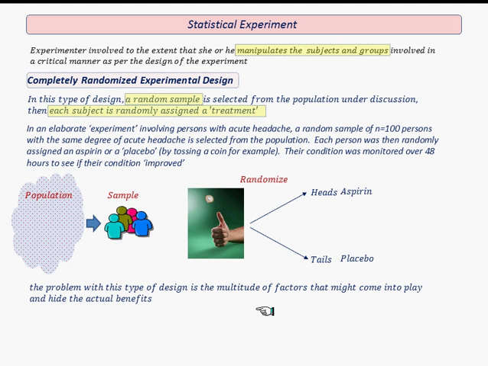Now the problem is, with this type of experiment, you can have some confounding factors, such as any differences due to gender or age or whatever, so these may come into play.